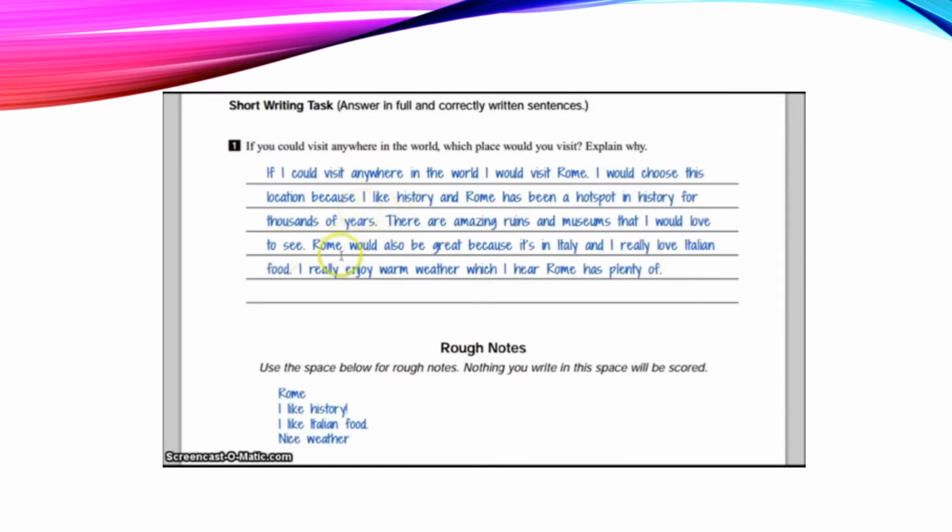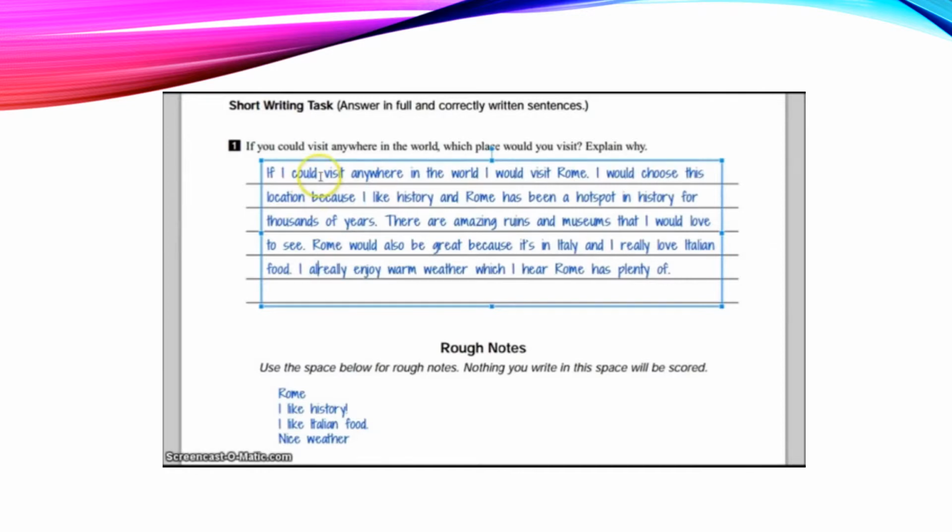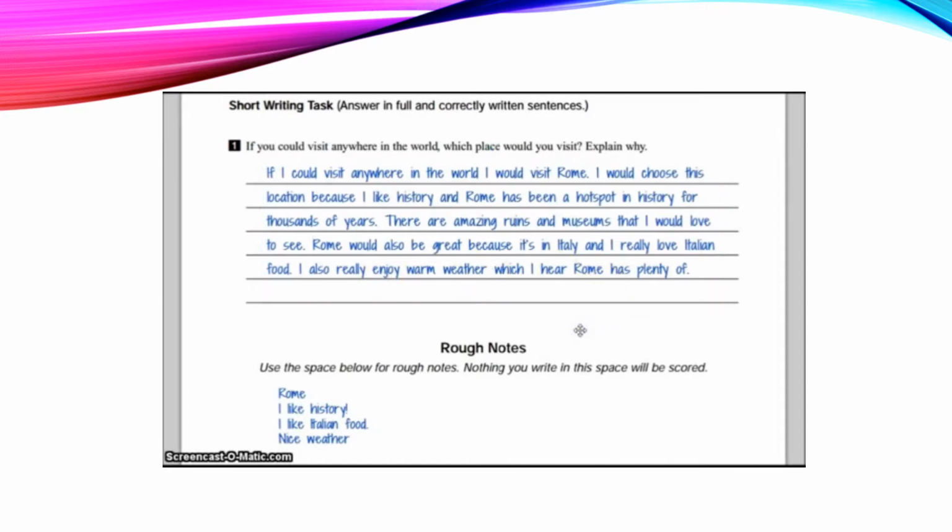Now in my reading over, I can hear it to myself, and I can see this last sentence just seemed to be stuck on there. So I need a nice transition word here. I think it would make it sound a little bit better. So, I also really enjoy. So then it's, Rome would also be great because it's in Italy and I really love Italian food. I also really enjoy warm weather, which I hear Rome has plenty of. There we go. So this is a level, well, not a level 3, it's a 3 out of 3.